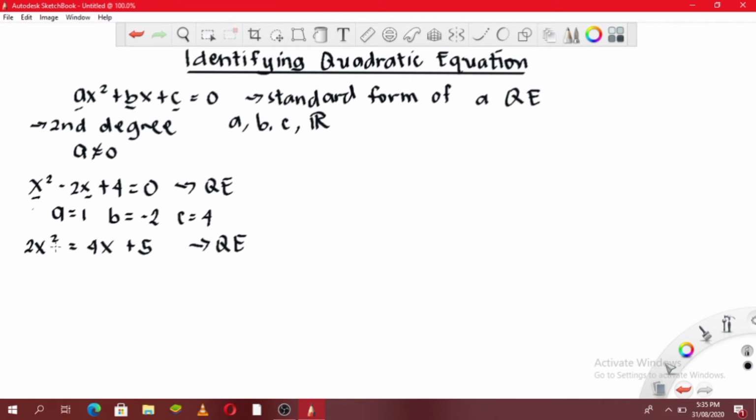Let's identify A, B, and C. So, sa case na ito, hindi pa natin ma-identify ang A, B, and C dahil hindi siya nakasulat sa standard form. So, dapat yung ax squared, yung bx at ang c ay nasa kaliwang part ng equal sign. So, dahil nandito sila sa kanan, ililipat natin sila sa kaliwa. So, pag nilipat natin sila, magbabago ang kanilang sign. So, ito ay magiging 2x squared kasi nandito na talaga siya.